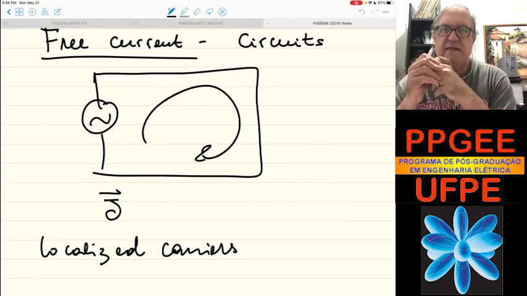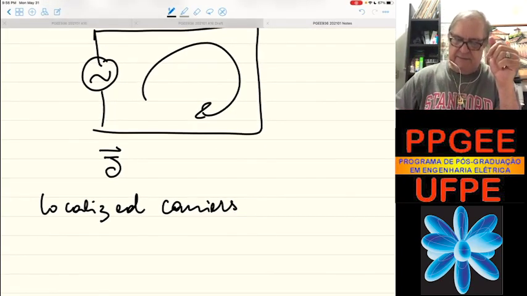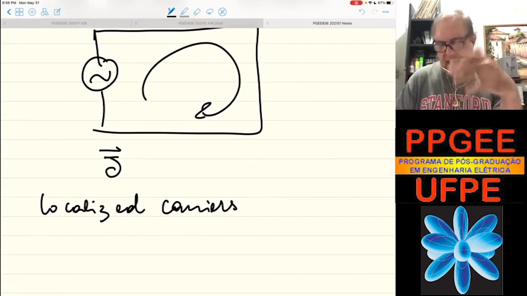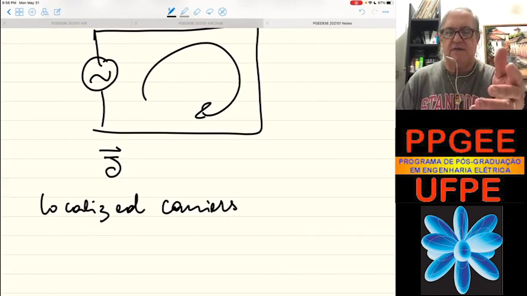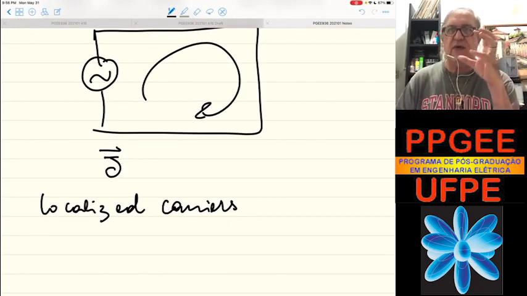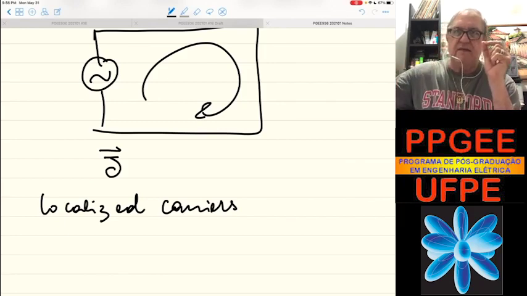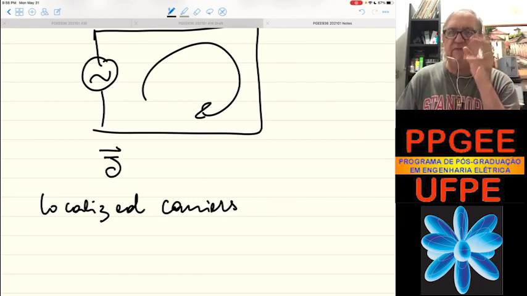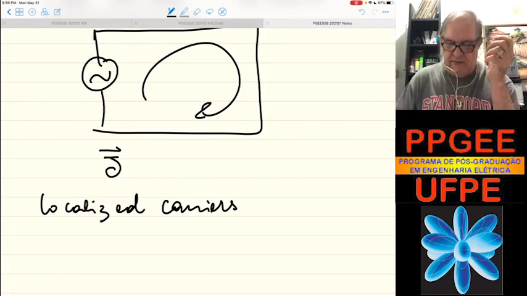So these are the type of effects that we call effects given by localized carriers. So we have those localized current elements. It's not free charge moving with a displacement across a material or across a circuit. It's just a state of magnetization, let's say, of the material medium involved.